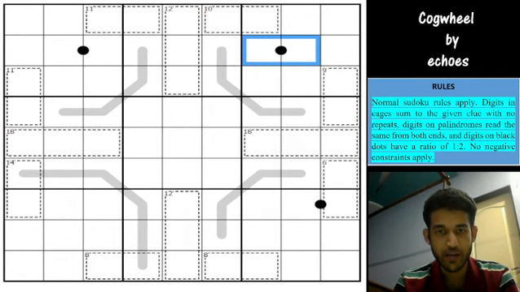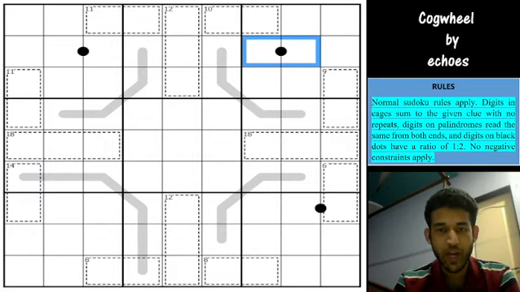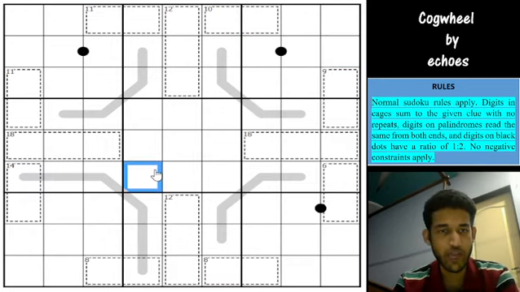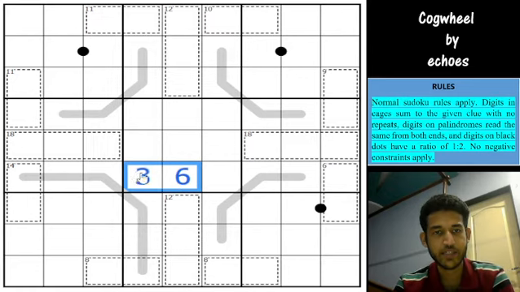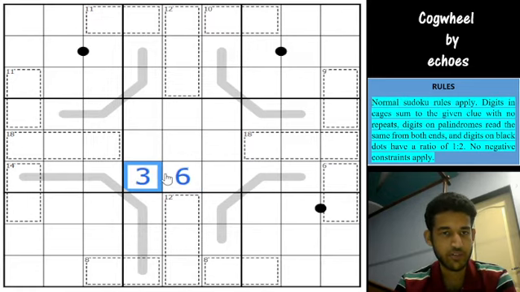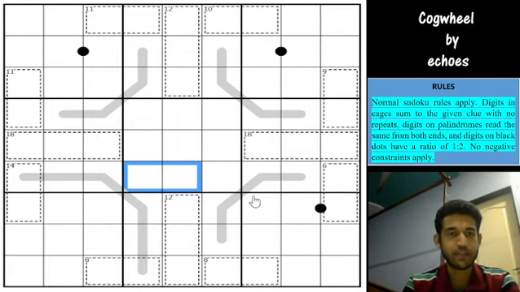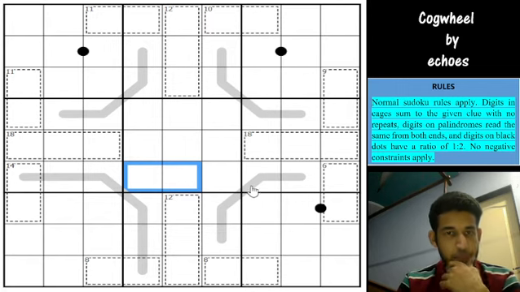Just a second, I'll adjust the screen a bit. Okay. And the last part is that the negative constraints do not apply. So for example, you may have something like 3 and 6 adjacent without any black dot there. So this is perfectly applicable. There is no problem. So these are the rules. With that, we'll start solving this Sudoku now.